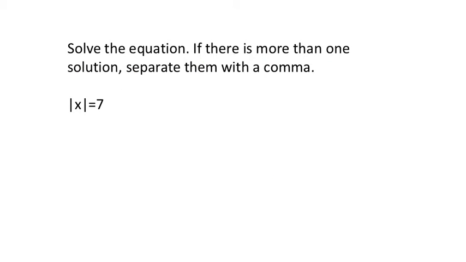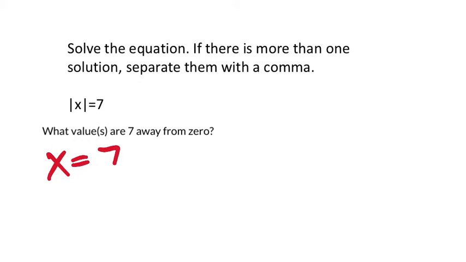This is our first example. Absolute value of x equals 7. So once again, what is this asking? What value or values, you can say numbers if you'd like, are 7 away from 0? Well, once again, you could say x equals 7. That's pretty good. But also x would be negative 7 too. If you replace this x with either one of these two values, you're going to get a true statement, right?